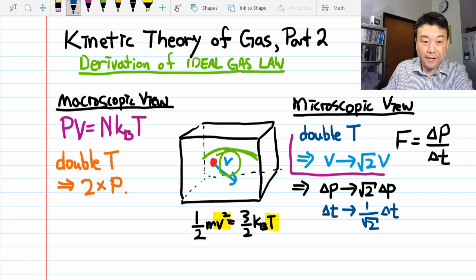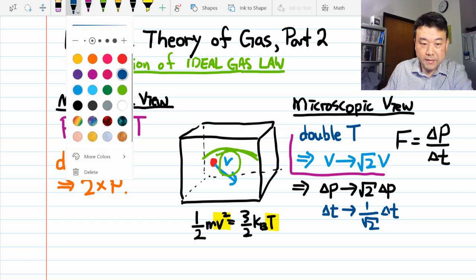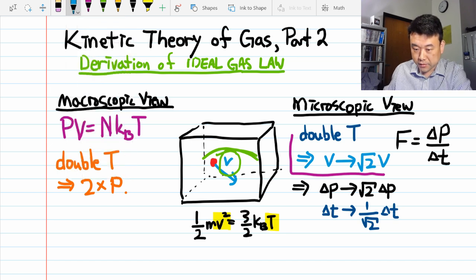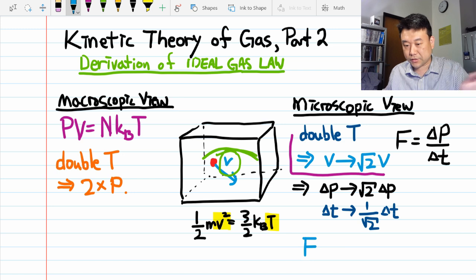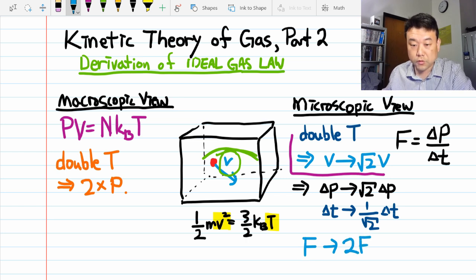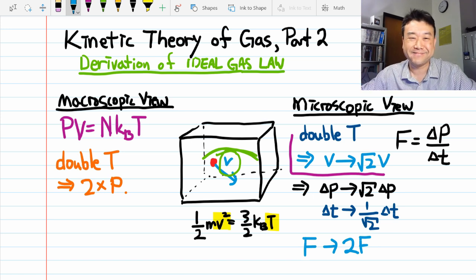So all is well. If you combine this into an expression for force, from the original value, after these changes are applied, it goes to square root of 2 divided by 1 over square root of 2, so 2 times the force. So the force on the walls is now doubled, so the pressure will be doubled. So it all checks out. So this was the derivation of the ideal gas law.